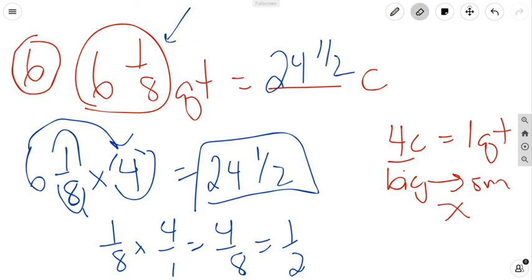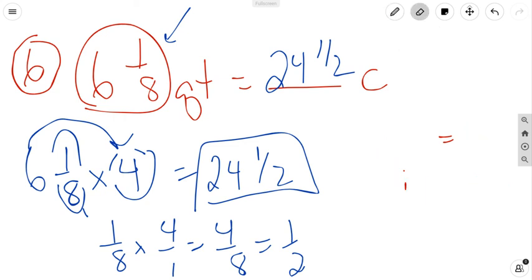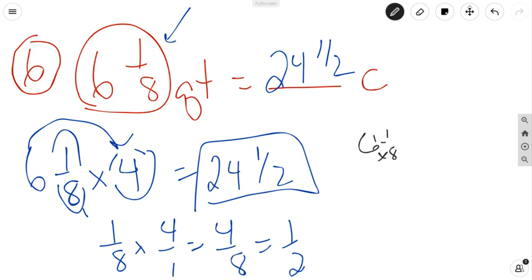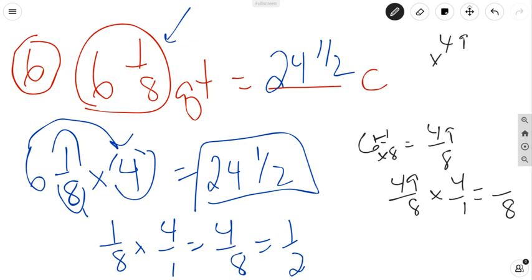Now, you could have converted it, and if you're used to doing it that way and you're okay with doing it that way, you could have done that. Let's take the 6 1/8 and convert it. 6 times 8 is 48, plus 1 is 49 over 8. We could do 49 over 8 times 4 over 1. You get that number over 8, then you do 49 times 4. It's just going to be a bigger number.